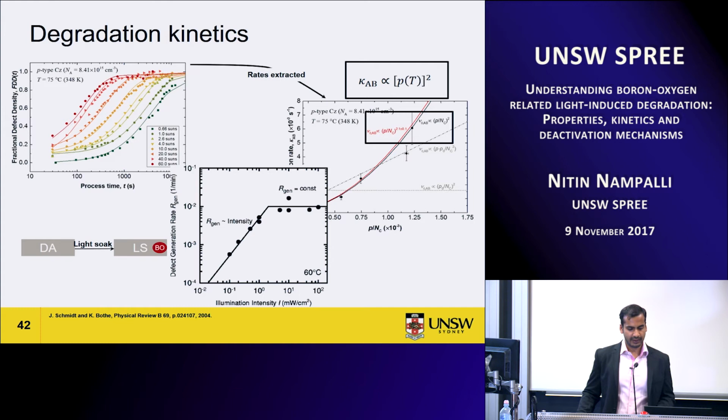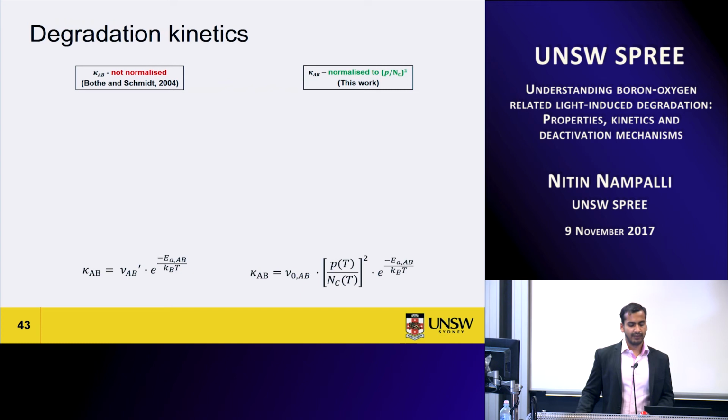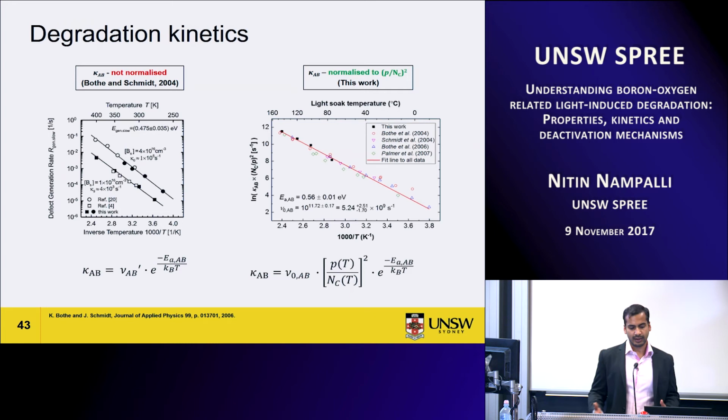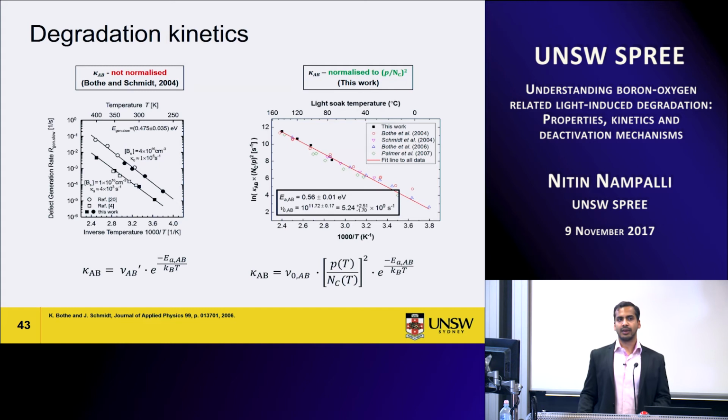Once again, if we look at the non-normalized and normalized rates for degradation, I won't show you all of the different literature values, but here's one paper, and you can see that a small difference in the doping level creates a big shift in the rates. So imagine all of the different studies with different doping levels having this massive range. But if you normalize them with respect to p squared, then again, they line up really well, and you can determine the activation energy more accurately.